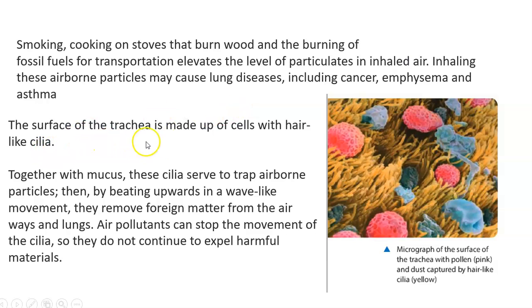The surface of the trachea is made up of cells with hair-like cilia. This is something new about the cilia, and this is the picture that shows the surface of the trachea with pollen, which is the pink one, and dust captured by hair-like cilia. So we have over here pollen, and these are dusts, and these are pollens. Together with mucus, these cilia serve to trap airborne particles.